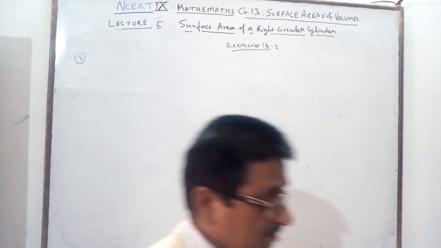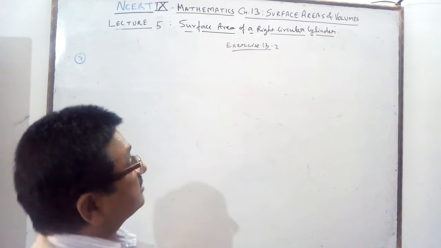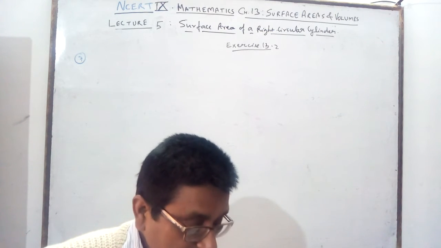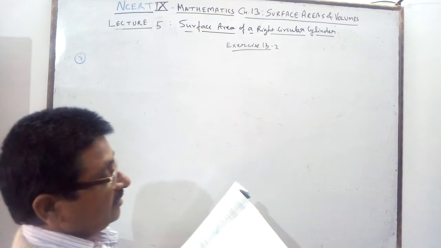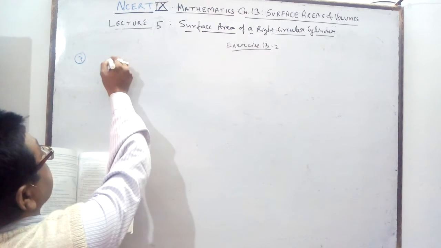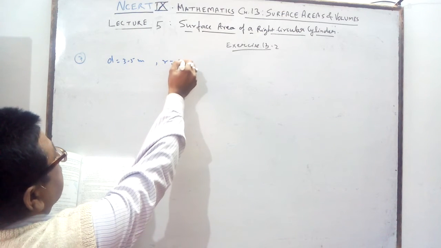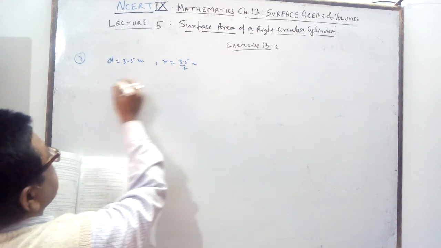Hello students, you are seeing here exercise 12.2 question number 7. There is a well given. The inner diameter of the circular well is given, 3.5 meter. It means the radius will be 3.5 by 2 meter.